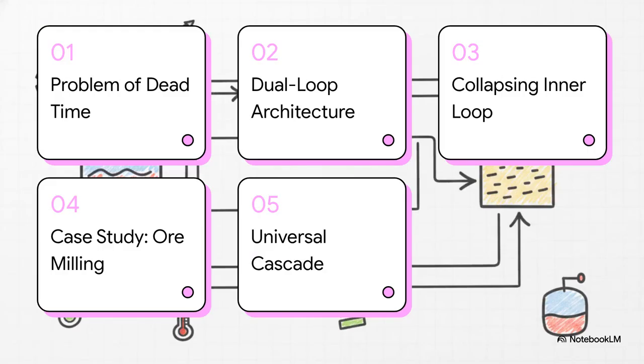Here's our roadmap for today. First, the problem of dead time. Second, the dual loop architecture. Third, collapsing the inner loop. Fourth, we'll run through a case study on ore milling. And finally, we'll wrap up with the universal cascade principle.